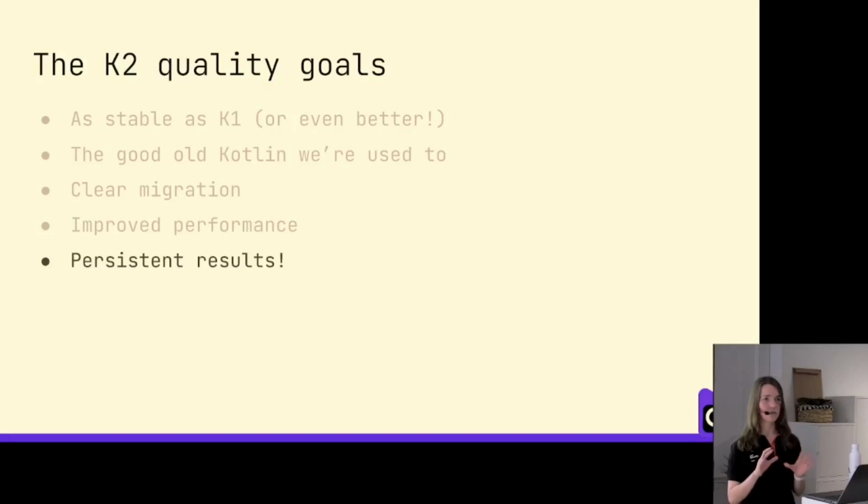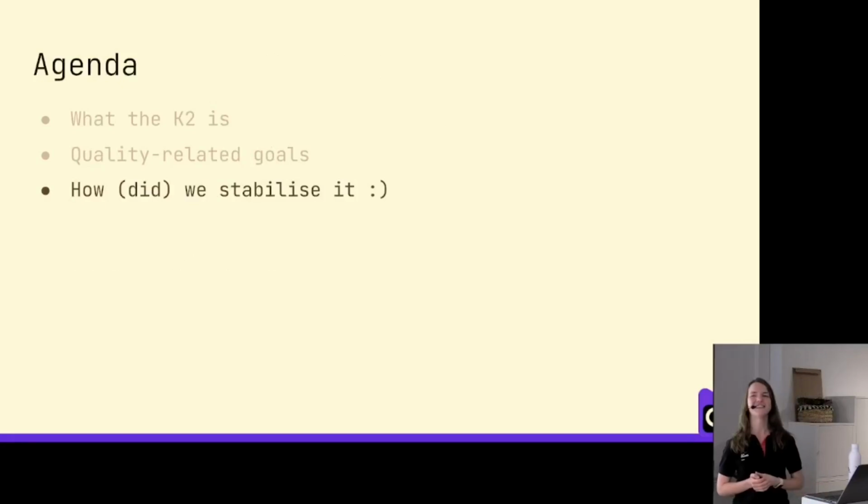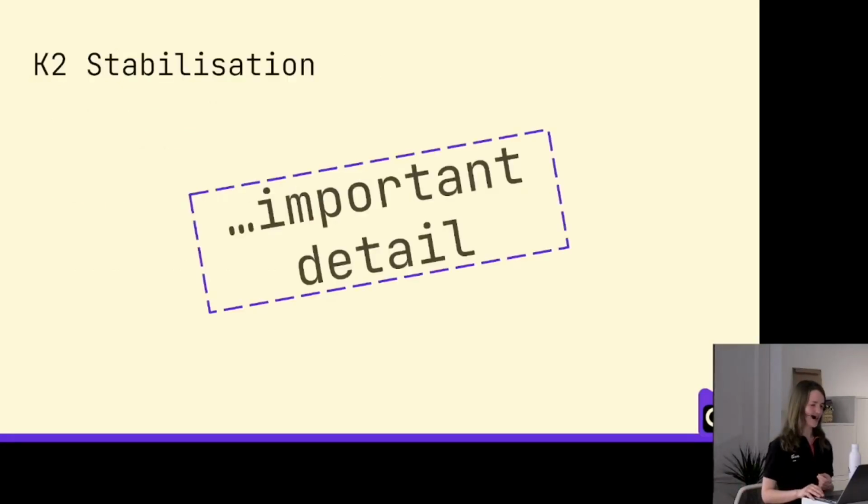And during this stabilization, we achieved something. We want to fix it, and we want it to be persistent. Good news, we have achieved it. So how did we do that? Right. Before I proceed with K2 stabilization, I want to make an important note.